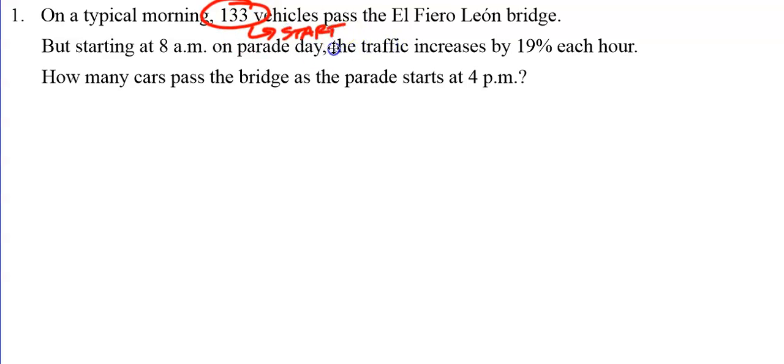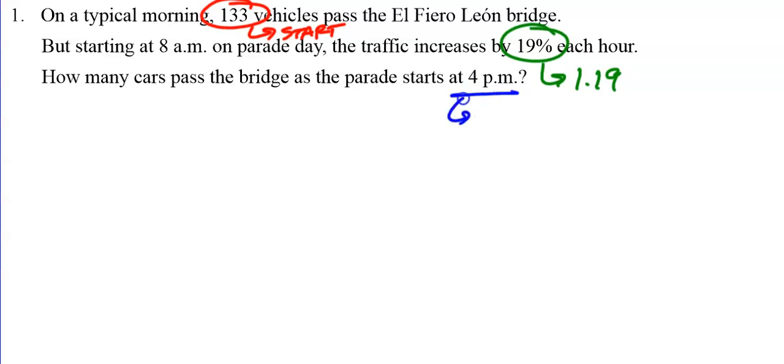When time is 0, that's our start. Then we have our increase of 19% each hour, which is 1.19. So anytime before 8 a.m., we have 133 vehicles passing every 5 minutes. But starting at 8, it increases by 19% each hour up until the parade starts at 4 p.m.